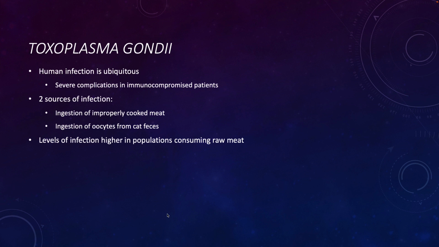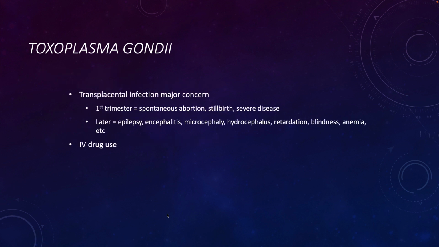There are two sources of infection: ingestion of improperly cooked meat and ingestion of oocysts from cat feces. The levels of infection are higher in populations that typically consume raw meat. In the US, we don't commonly eat raw meat. It's just not a staple part of the majority of people's diets.